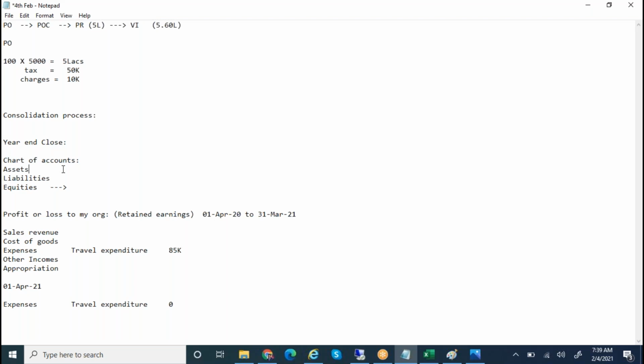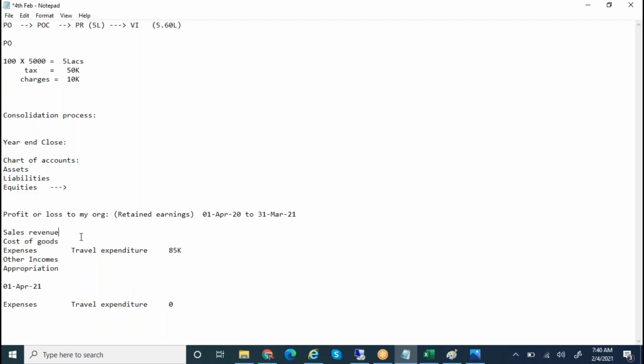In the same manner, liabilities. Suppose I have a home loan, last year 25 lakhs. I have paid 5 lakhs, so now 20 lakhs is the pending amount, and that will be carried forward to the next year as a liability. Another example is vendor balances. Suppose I need to pay the vendor 3 crores 25 lakhs. Next year also, the same 3 crores 25 lakhs will be carried forward. So assets, liabilities, and equities will be carried forward to the next year.